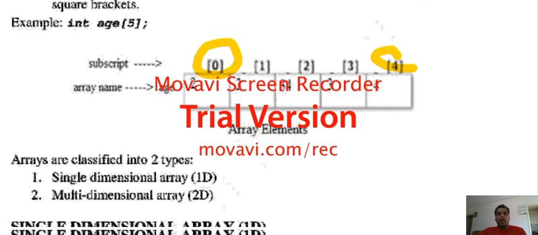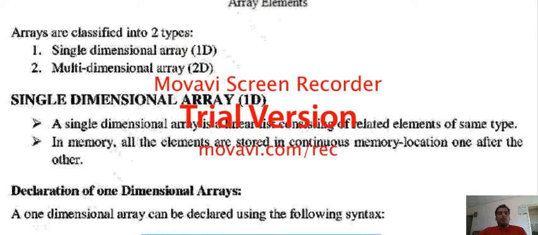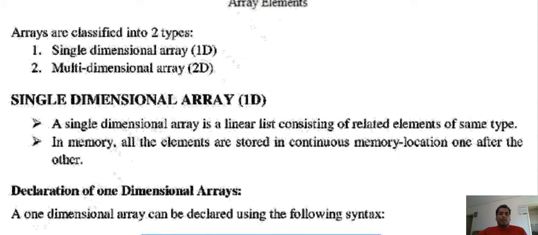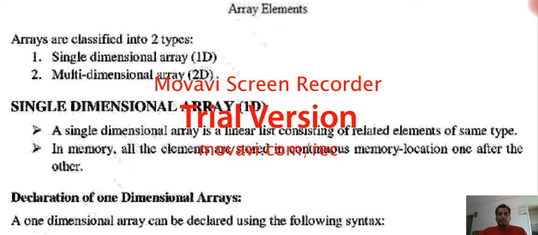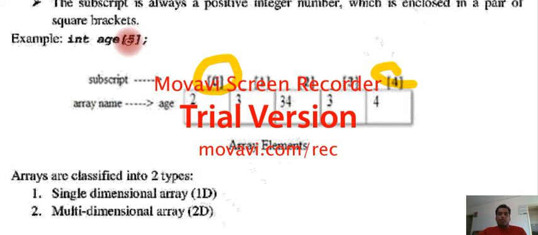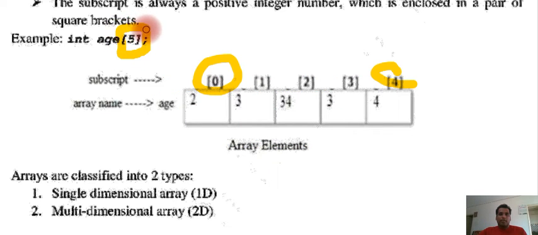Now we'll go to the types of array. There are two types: one is the single dimensional array and the other is the multi-dimensional array. A single dimensional array is a linear list consisting of related elements of the same type. As we already discussed, int age of 5 is a single dimension. Such a type of array we call a single dimensional array.